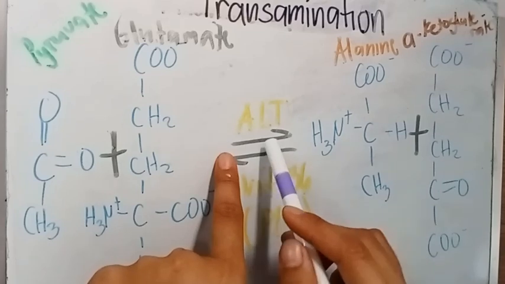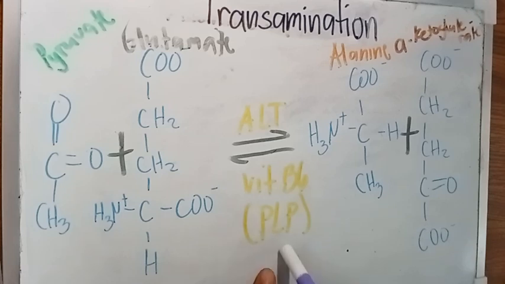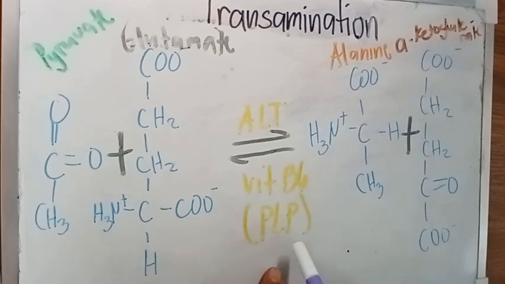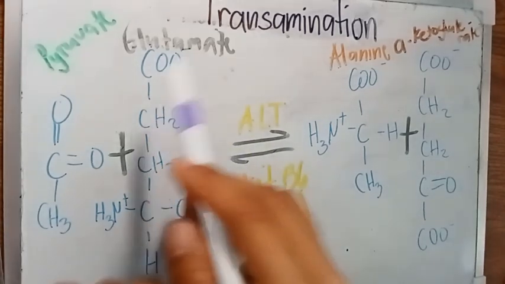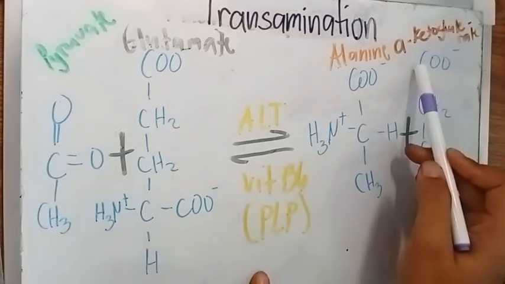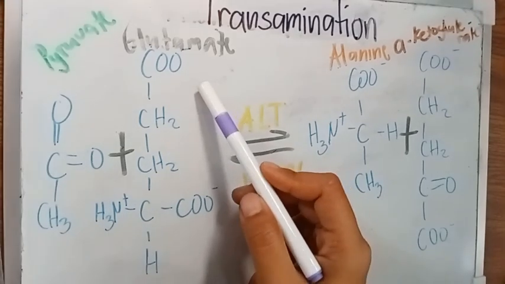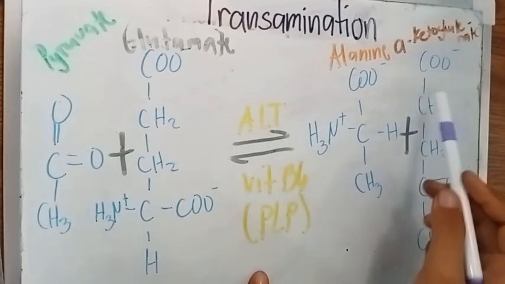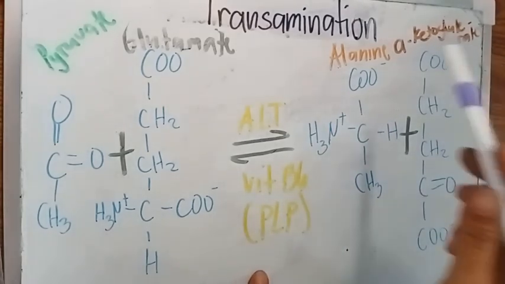of the enzyme alanine aminotransferase, which uses vitamin B6, or specifically known as PLP or pyridoxal phosphate, which acts as a temporary holder. So the glutamate drops its amino group onto vitamin B6 or PLP and transforms into alpha ketoglutarate. So the glutamate will lose its amino group, and then the glutamate will turn into alpha ketoglutarate. And then the amino group that is dropped here will be received by alanine.